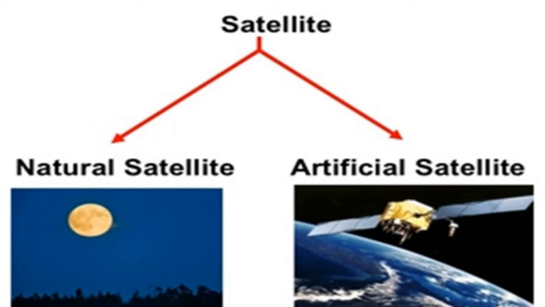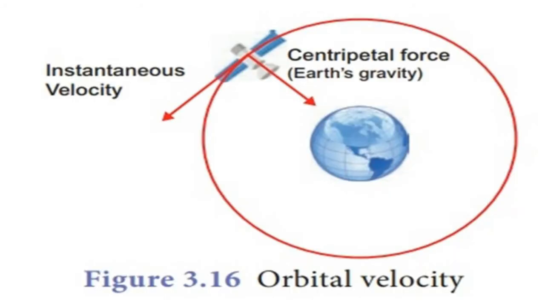Satellites move around the planets due to gravity and the centripetal force among the planets in the solar system. All the planets have moons except Mercury and Venus. Orbital velocity. We saw that there are natural satellites moving around the planets. There will be gravitational force between the planet and satellites.